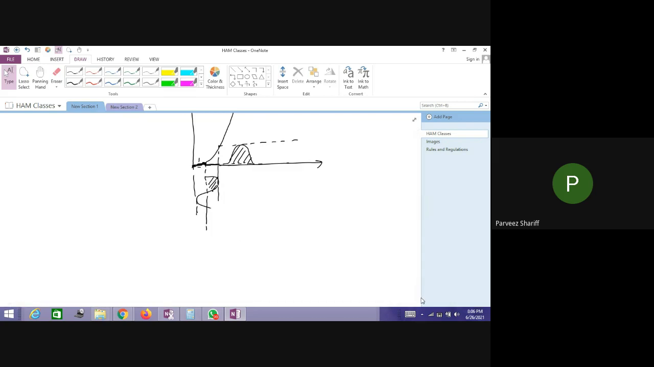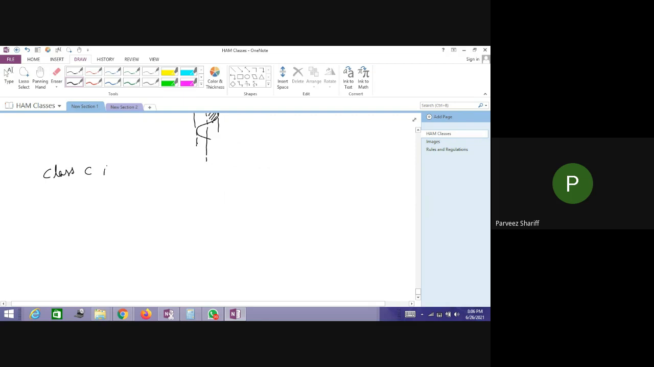Now let us talk about the next class of amplifier, that is the class C amplifier. Let me write the transconductance graph once again, a little bit more linear rather than exponential. Now I'll select the point somewhere here, and you will have this point.